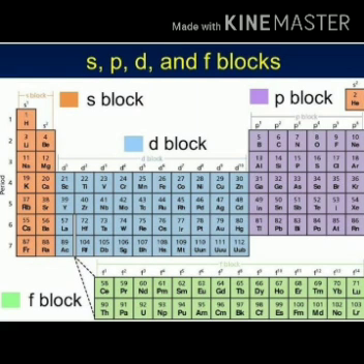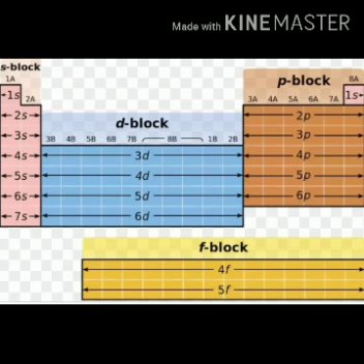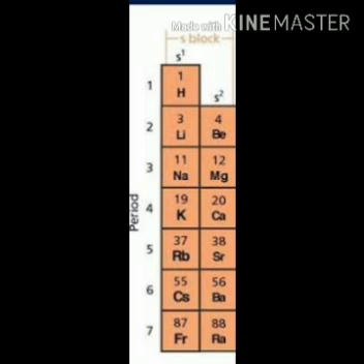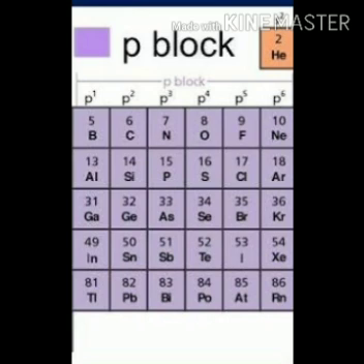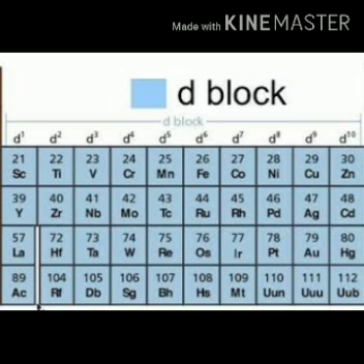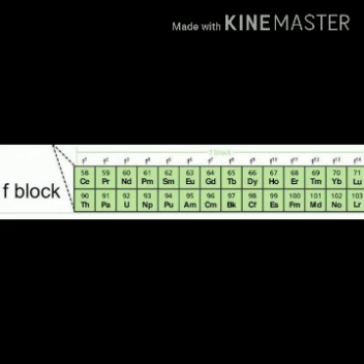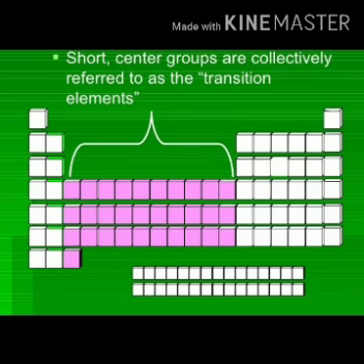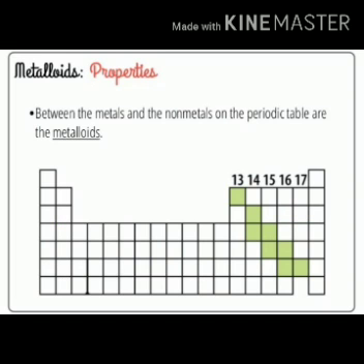To study the modern periodic table, the entire periodic table is divided into 4 blocks. That is S block, P block, D block and F block. Students, when you observe the periodic table, groups 1 and 2 are included in S block. Groups 13 to 18 are included in P block. Groups 3 to 12 constitute D block, while the lanthanide and actinide series are placed at the bottom of the F block. The D block elements are also called transition elements.